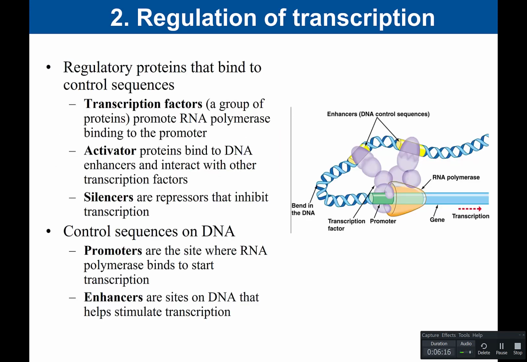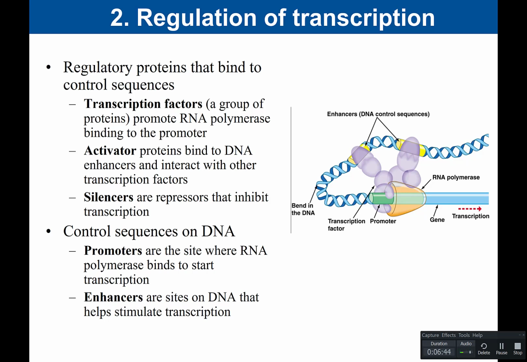So next, we're going to look at regulation of transcription. Regulation of transcription in eukaryotic cells is a little bit different than in prokaryotic cells. When we think about eukaryotic cells, remember that eukaryotic chromosomes are going to be linear. They're not circular like they are in prokaryotic cells. Also, the way that they are regulated is a little bit different.